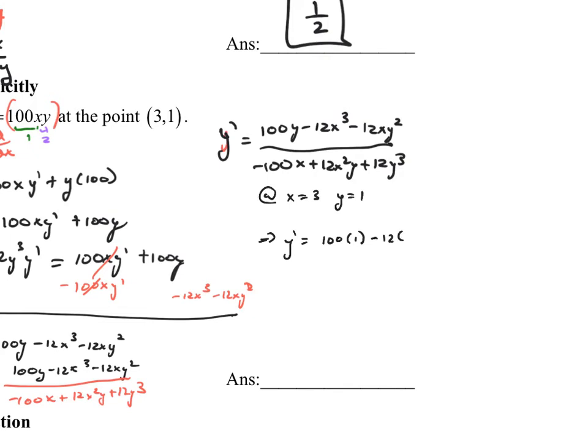Minus 12 times x cubed, which would be 3 cubed, minus 12 times x, which is 3, y squared, which would be 1 squared, all over negative 100 times x, which is 3, plus 12 times x, which is 3 squared, times y, which is 1, plus 12 times y, which is 1 cubed. So I'm plugging in those numbers.